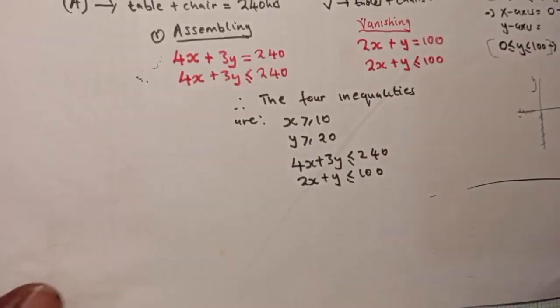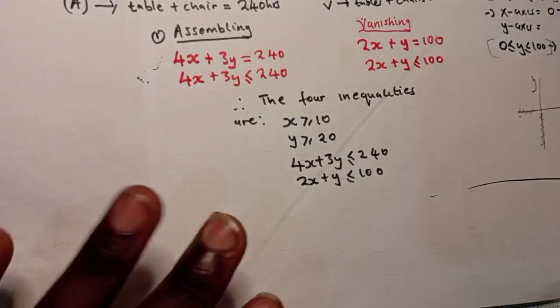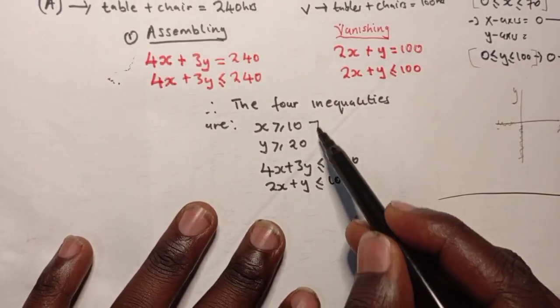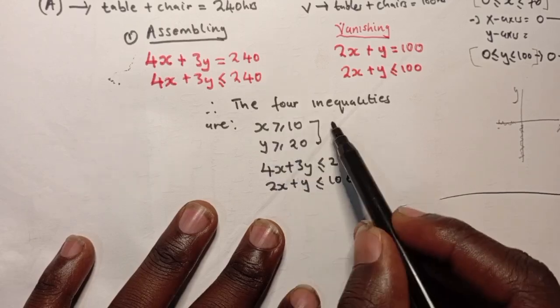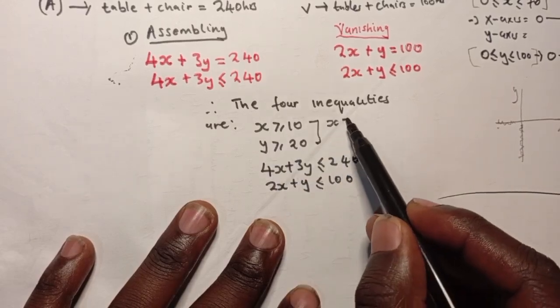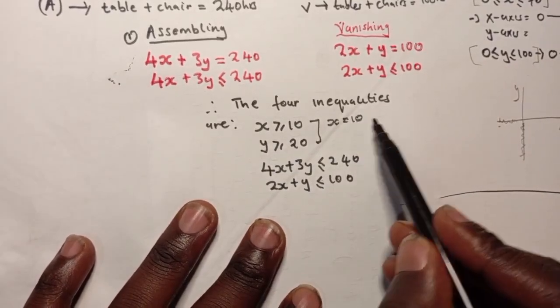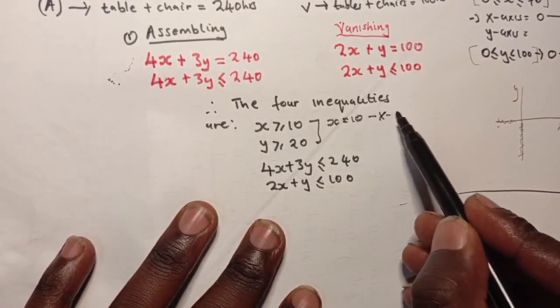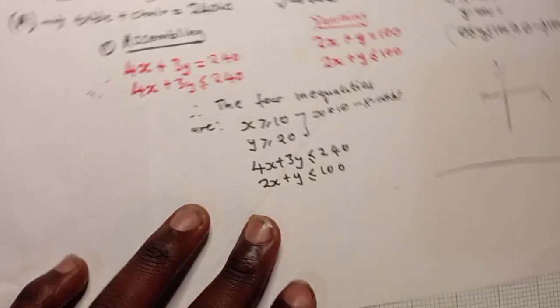Now the thing to do, we've done the scale and the range. Now we go to the inequalities. So the inequalities are very simple. These two especially, they are the simplest. So here, this one, x is greater than or equal to 10. We'll write this one as x is equal to 10. So we are going to look for 10 on the what? On the x-axis.